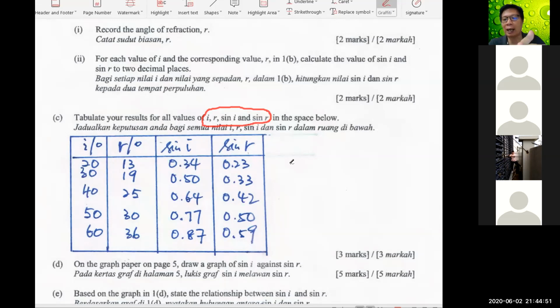Okay, with the table, then after that, plot the graph. Plot the graph of sin i against sin r. Sin i is the y-axis, sin r is the x-axis. Because it says sin i against sin r, so this is the y-axis and this is your x-axis. Don't make a mistake; some fellows say this is x, this is y, then wrong already. Because it's already mentioned, sin i against sin r must be y against x, okay? So this is y, this is x.